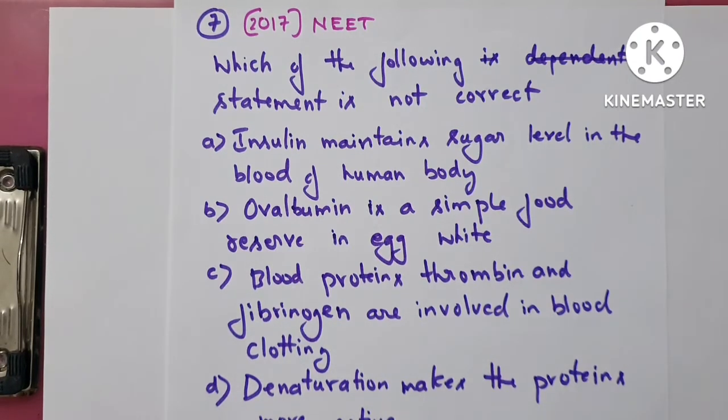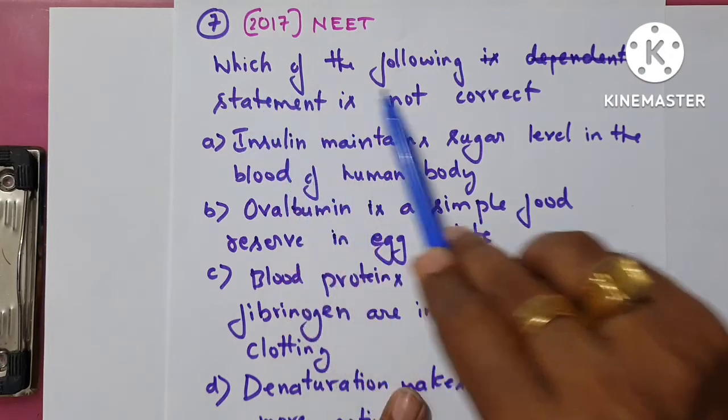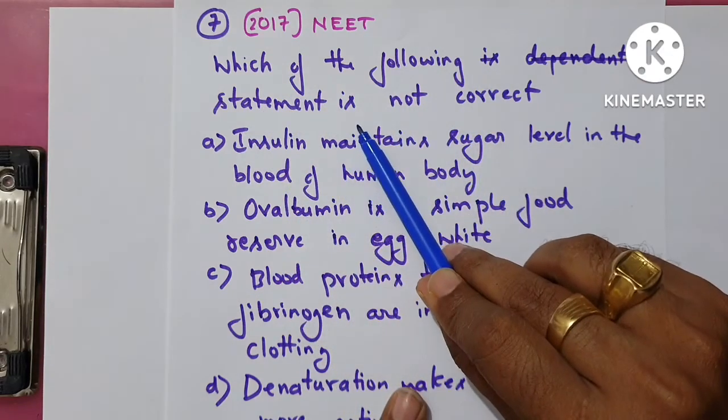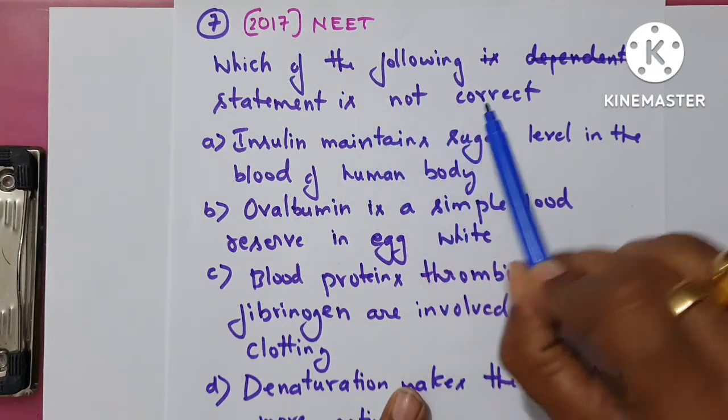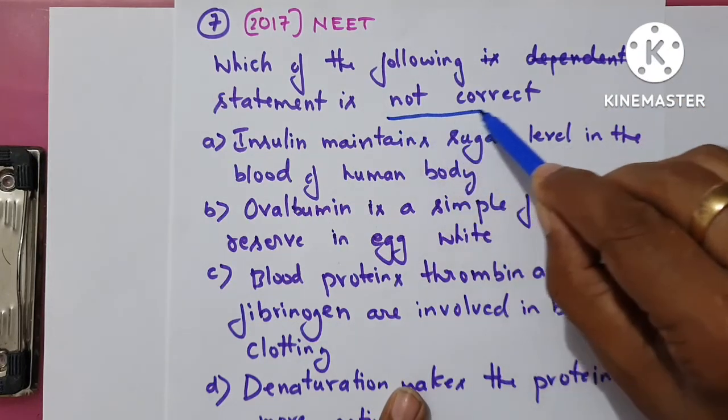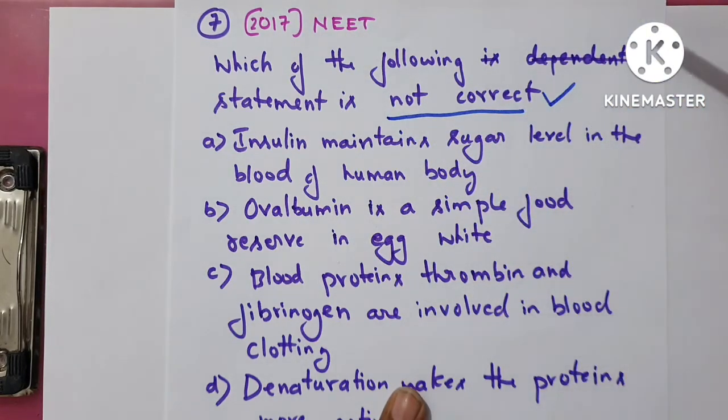You can observe in the 2017 NEET exam, what is the question which has been asked? Which of the following statements is not correct? Remember, children, be careful about these kinds of questions. They are asking you for the not correct one.